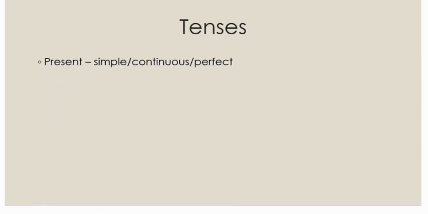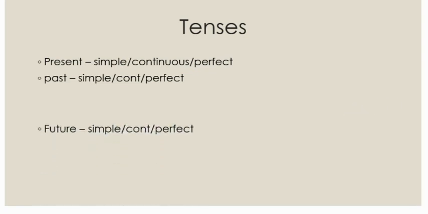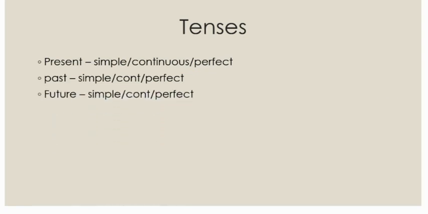So we have 3 main English tenses, and they can be broken down into 3 categories. So we have the present simple, present continuous, and present perfect. These all fall under the present tense. We have the past tense, and we have also past simple, past continuous, and past perfect. And we have the future tense, and then under that, the simple future, future continuous, or continuous future tense, and the future perfect tense. Today we're going to focus on just the present tenses.